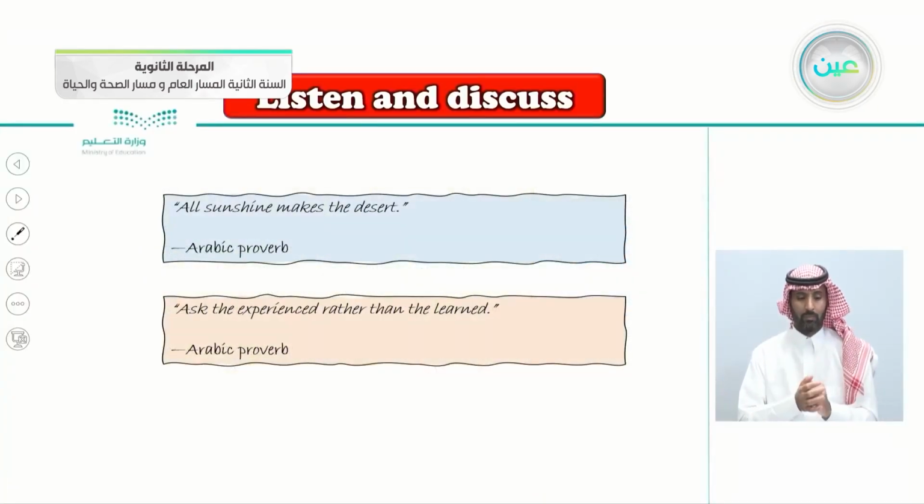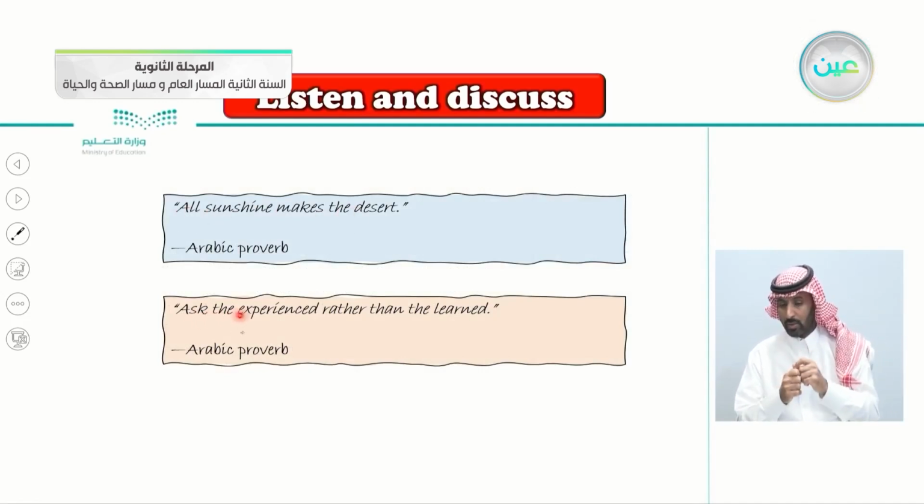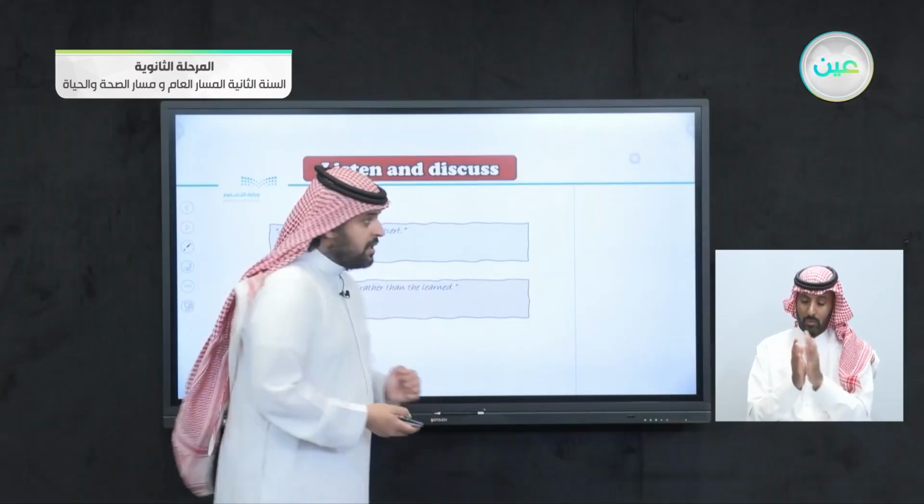Here are some Arabic proverbs. All sunshine makes the desert. Or another proverb: ask the experienced rather than the learned. This is really good. Ask the experienced, people who went through things, who experienced things, rather than the ones who just learned about them in books.